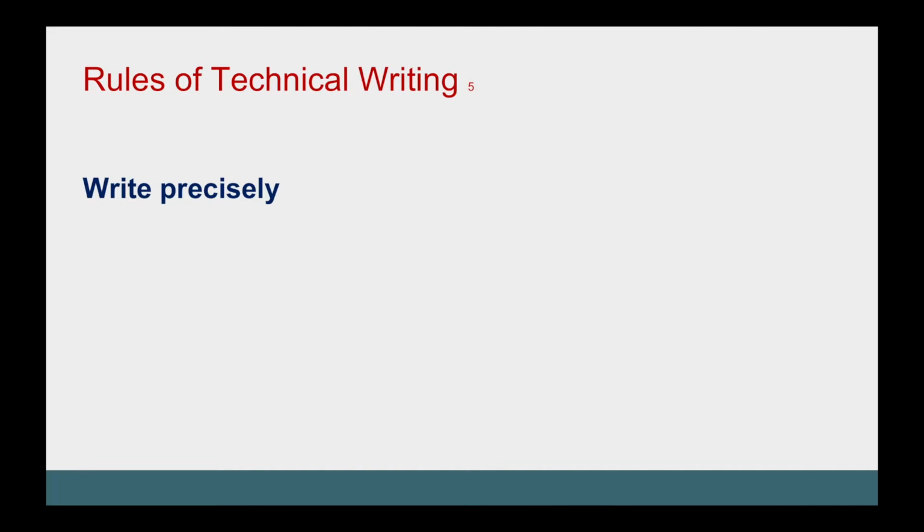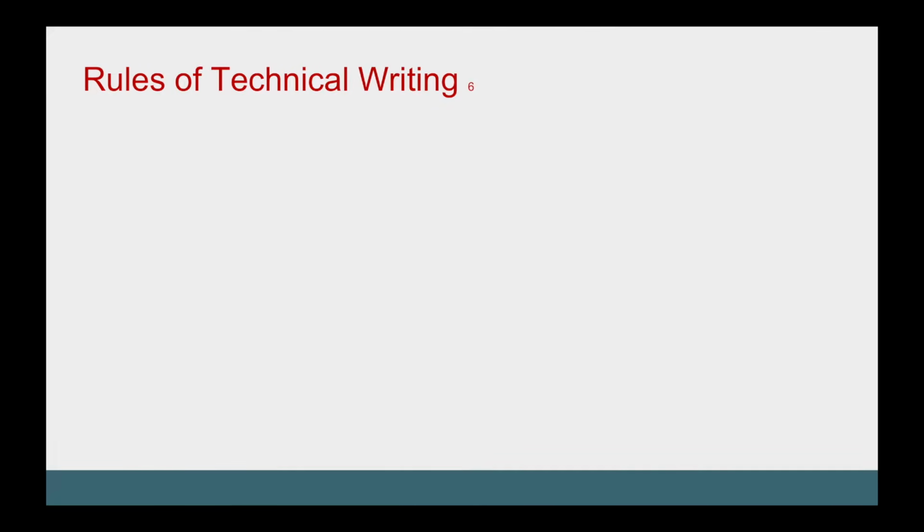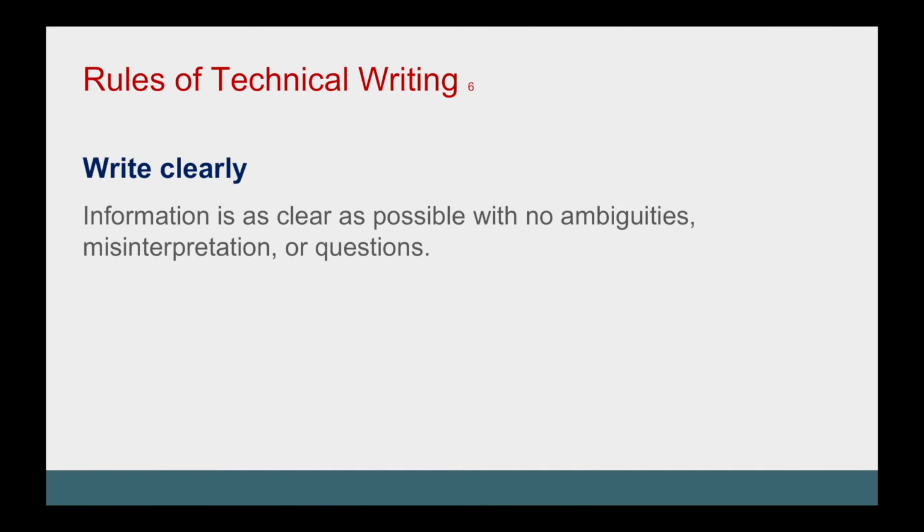The next rule is to write precisely. In other words, keep everything short. Concise writing enhances the reader's understanding because they don't have to weave through unnecessary information. Write clearly. This is a bit different from writing precisely because you can keep sentences short without making them clear. Choose specific words that have clear implications and simple sentence structures that keep the reader from getting lost. It can have no ambiguities, misinterpretation, or questions.